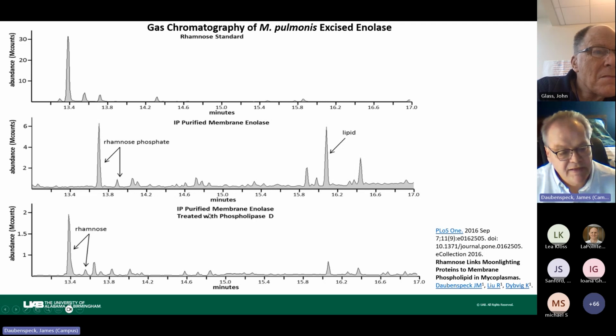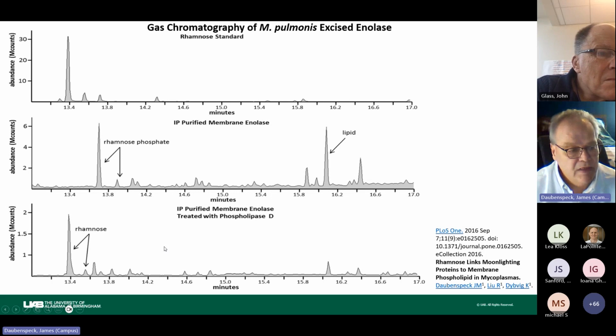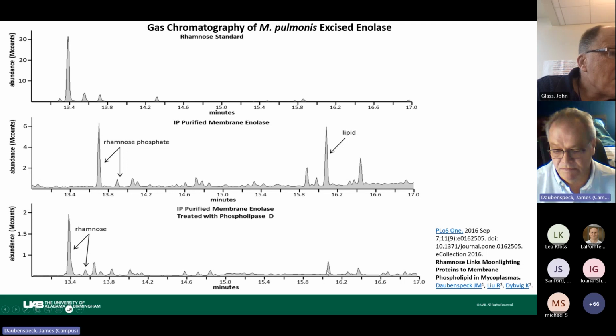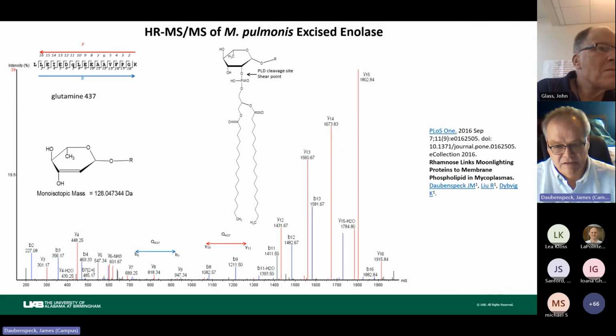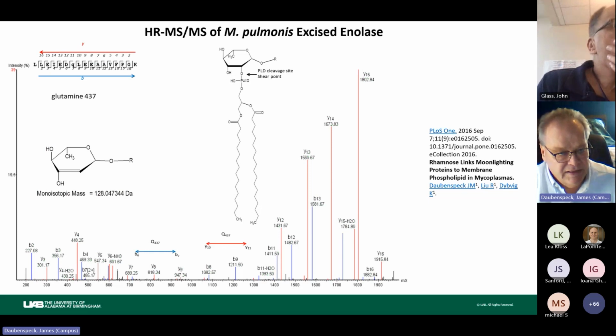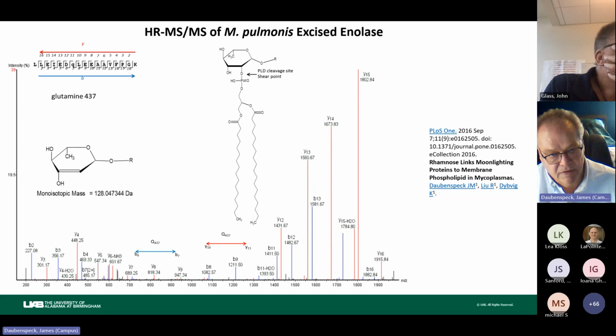In the third panel, we'll see the IP-purified membrane enolase that's been treated with phospholipase D. And you can see the rhamnose returns, and we lose a large part of the lipid signal. Okay. And this is all from published work, but we went ahead and identified the site on the protein, the enolase protein in pulmonis, and it's the glutamine at 437.